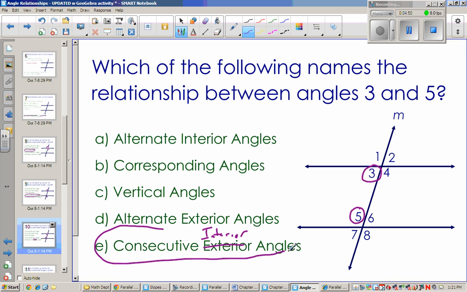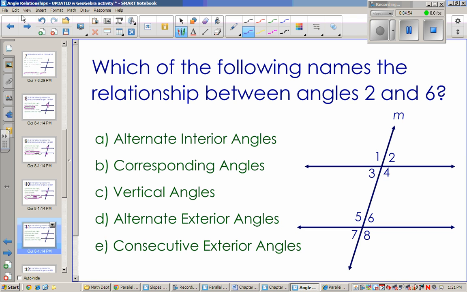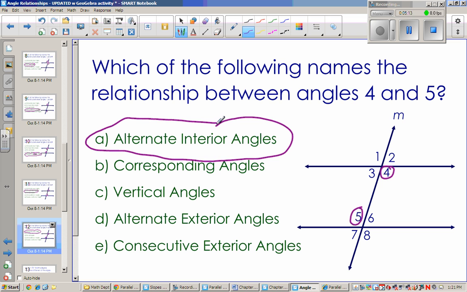There was a mistake when it was made, but hopefully you understand now. 2 and 6, those are both in the upper right hand corner, so those would be corresponding angles. 4 and 5, both on the inside, and there's some alternating going on, so those are alternate interior angles.